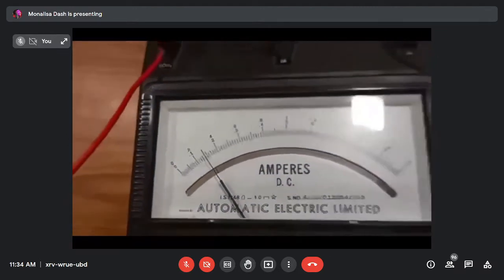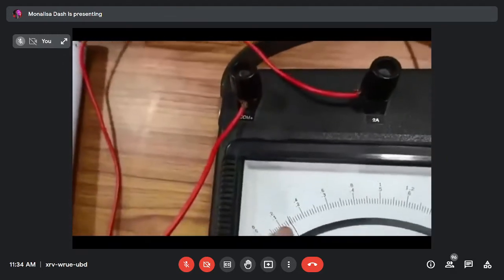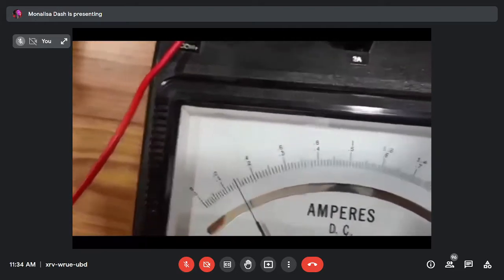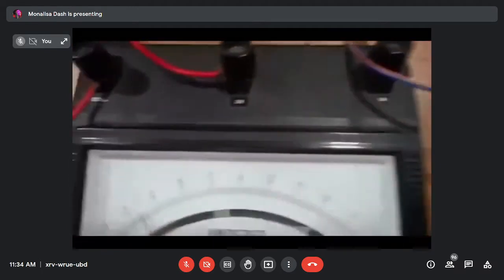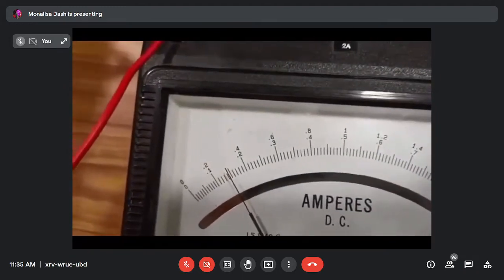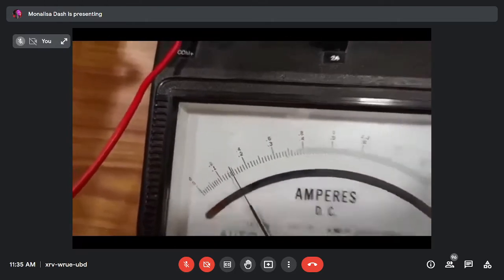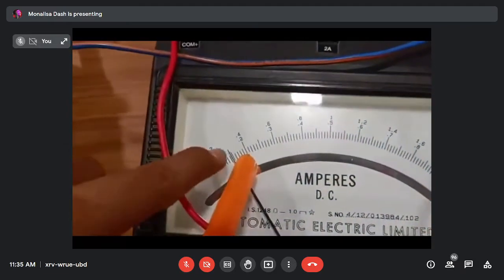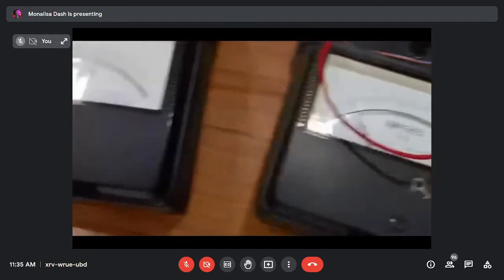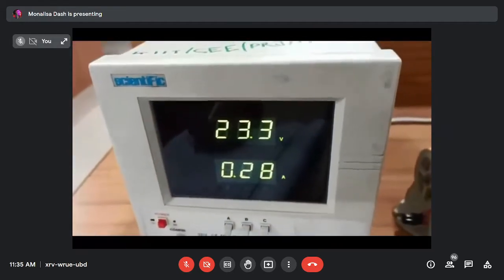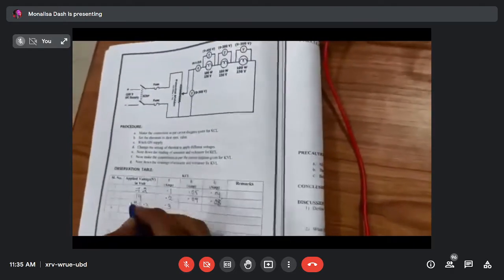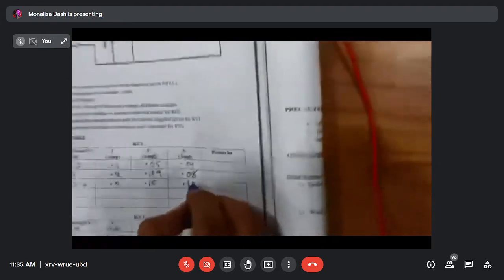Then 0.25. Sorry, this one is 0.3, because we vary this and set it at 0.3 ampere. This is the first ammeter. This one is 0.15, this one is 0.13. Total supply voltage is 23.3, approximately 23, yes, 23.3. And this is 0.15, and this is 0.13.